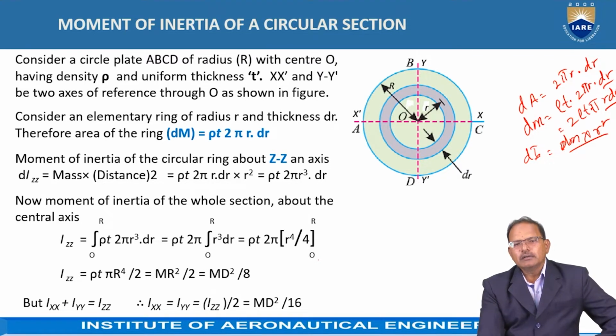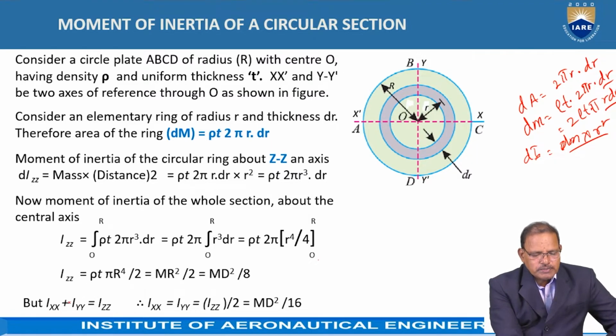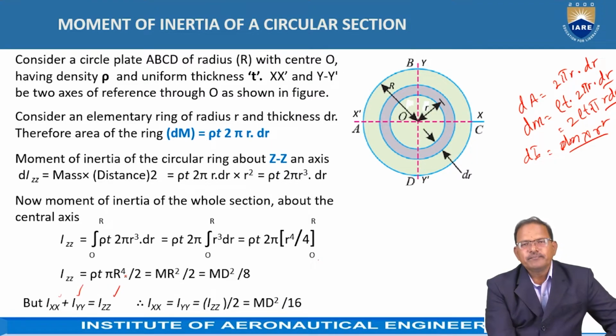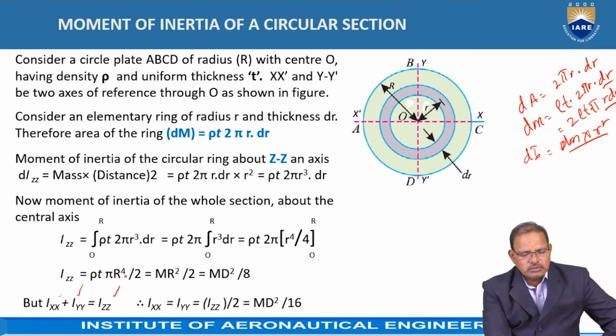But according to the perpendicular axis theorem, Ixx plus Iyy is equal to Izz. This plate is uniform and symmetrical about the x-axis and y-axis, having equal values. Hence Ixx is equal to Iyy, which is equal to Izz by 2. Hence Ixx can be written as m d square by 16.